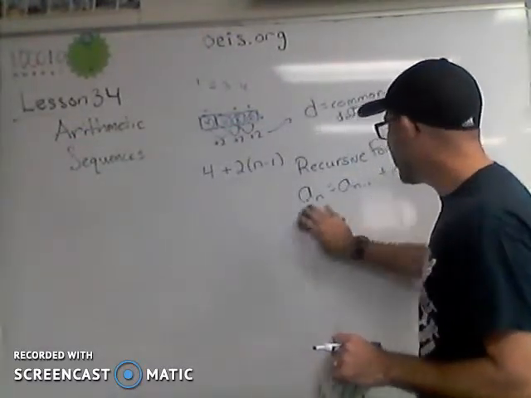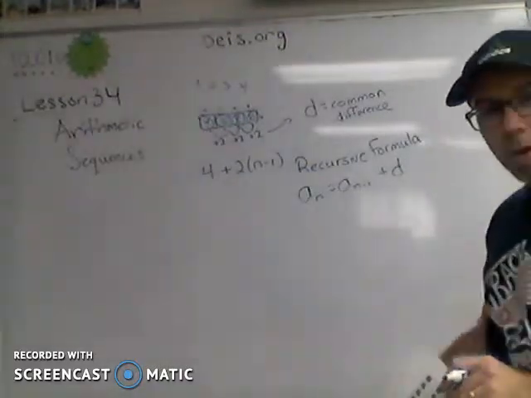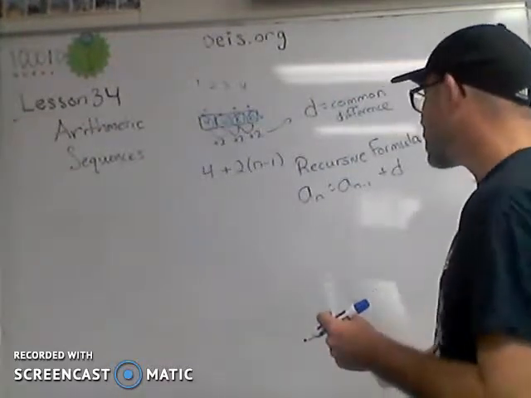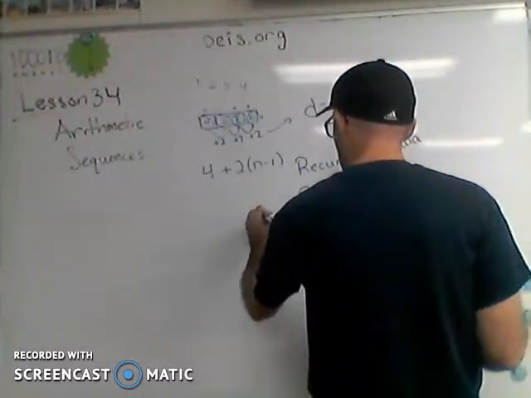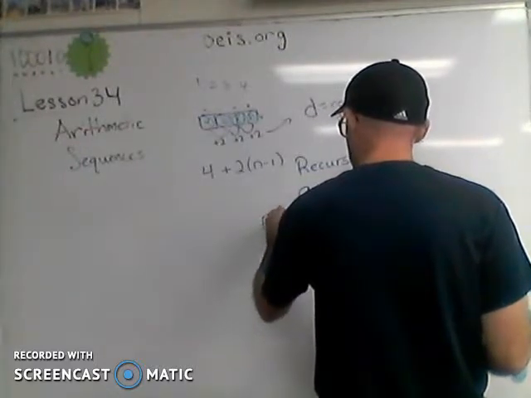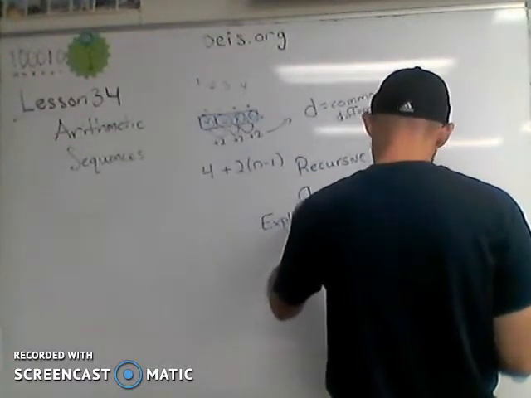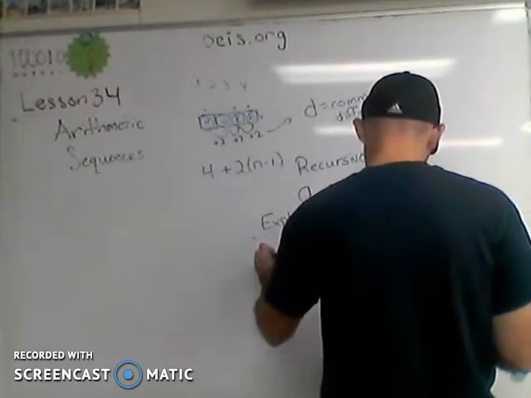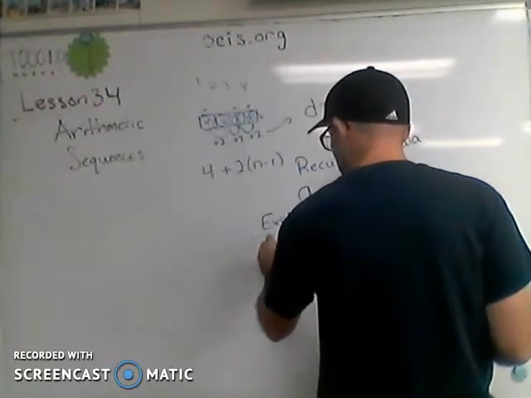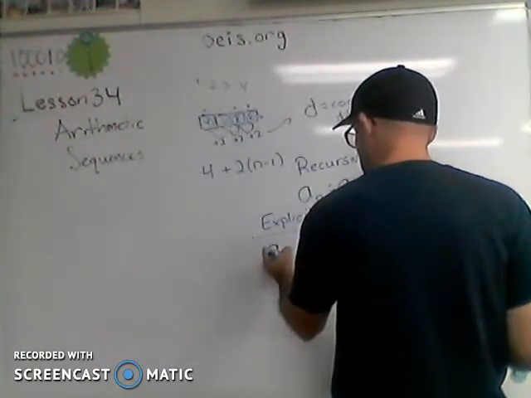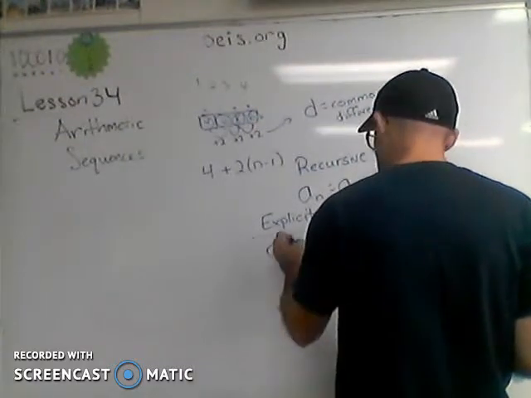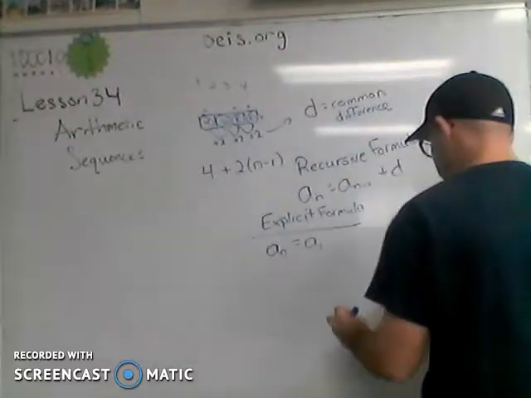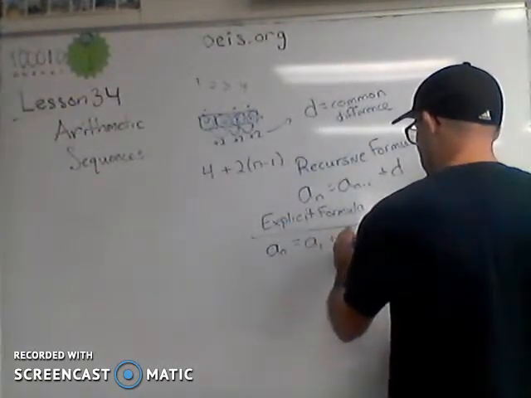Okay, but what if you don't want to have to go through every single one of them, maybe you want to find the 100th term? There's a way to do that if you know certain information, and that is called using an explicit formula. An explicit formula looks like this. We have again a sub n, which means whichever term that we want, the nth term. And this time we need to know what's the very first term. And then we get this funny little formula here.